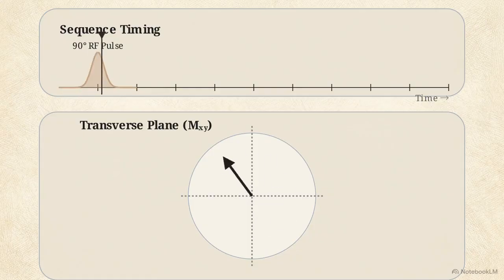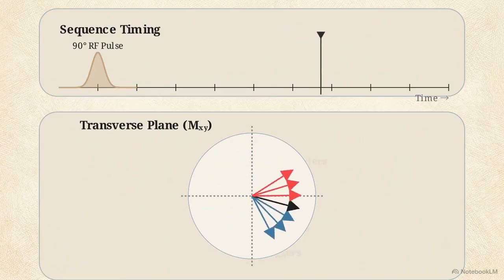This pulse flips the bulk magnetization perfectly into the transverse plane. Every proton vector precesses completely in phase, yielding that maximum signal we saw on the graph. As time advances immediately following the pulse, static magnetic field inhomogeneities cause some protons to experience a slightly stronger magnetic pole and others a weaker pole. This variation causes them to dephase.